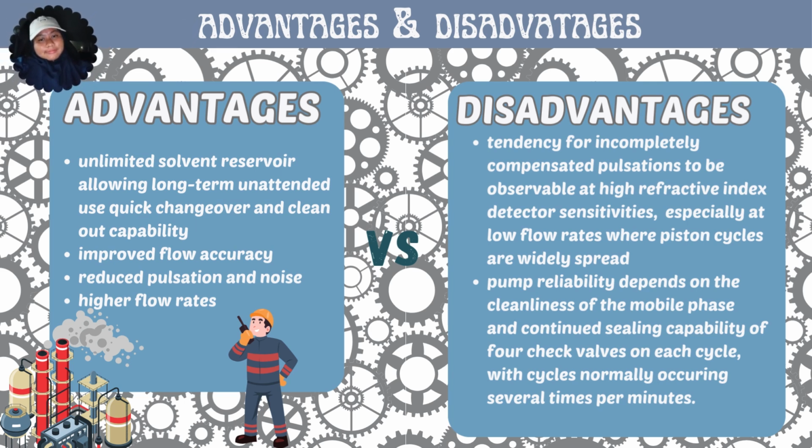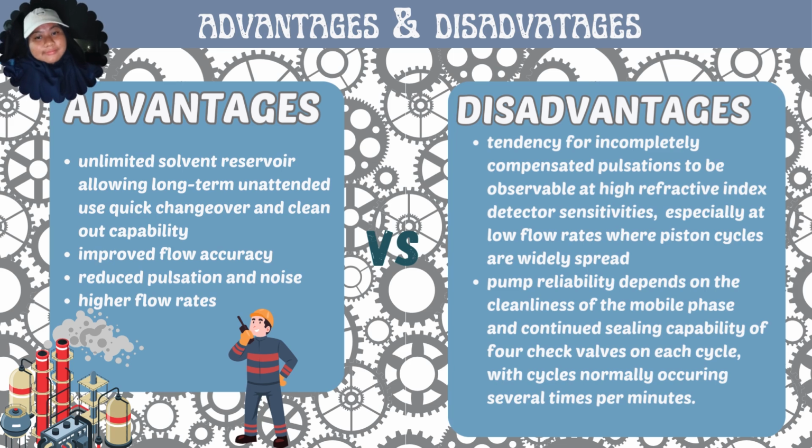Furthermore, the advantage of dual piston pump is that it has higher flow rates. According to Cromtech, across the broad range of flow rates, these dual piston pumps offer increased flow accuracy, making them versatile for a diverse range of applications.